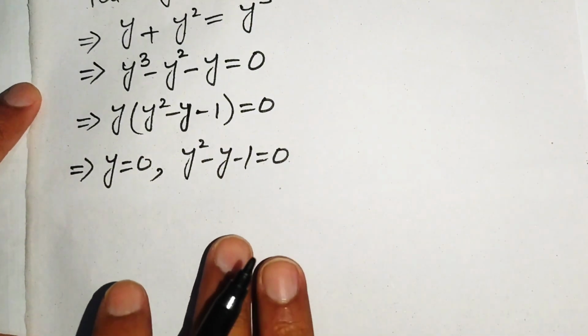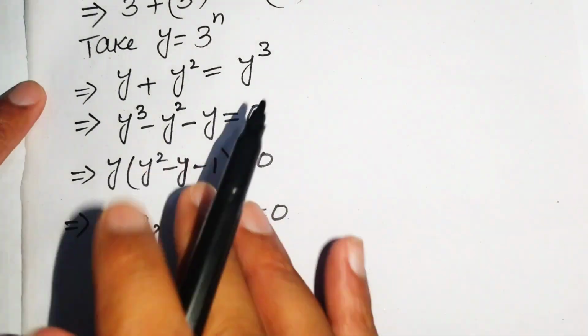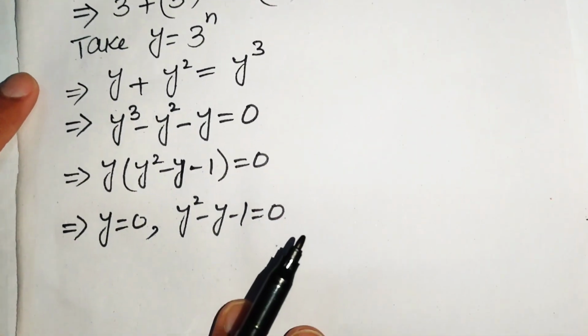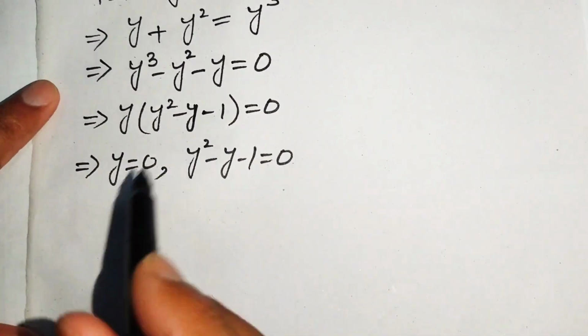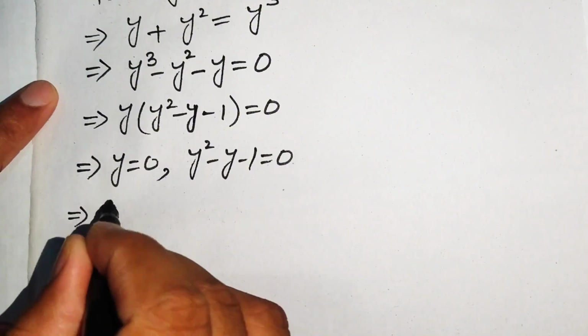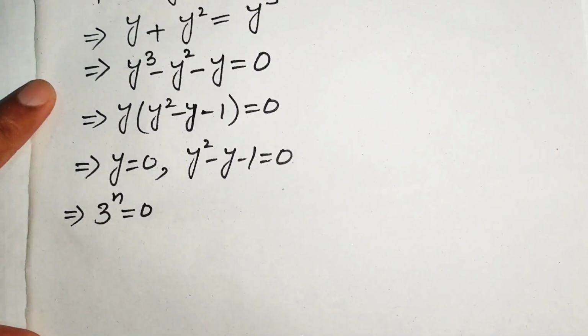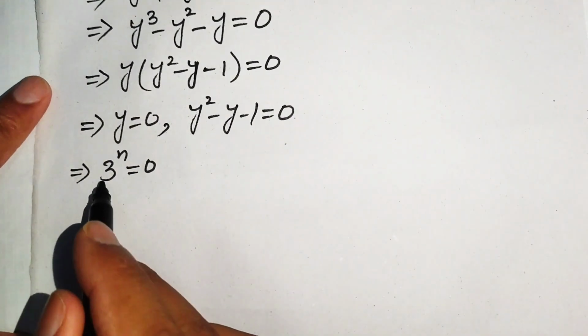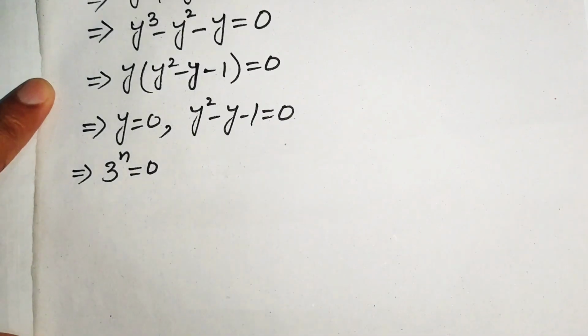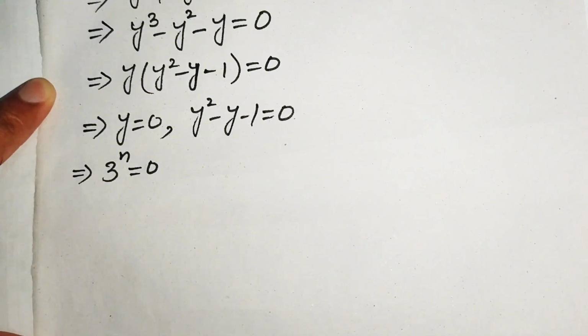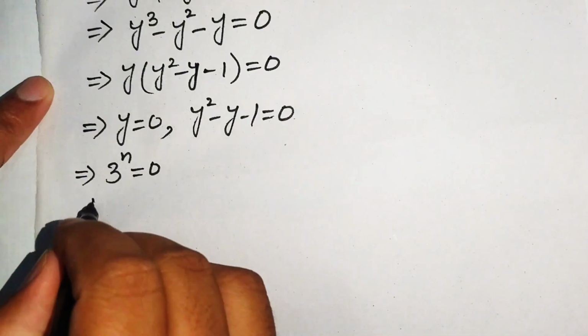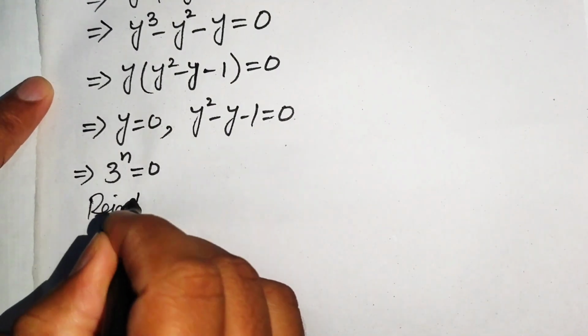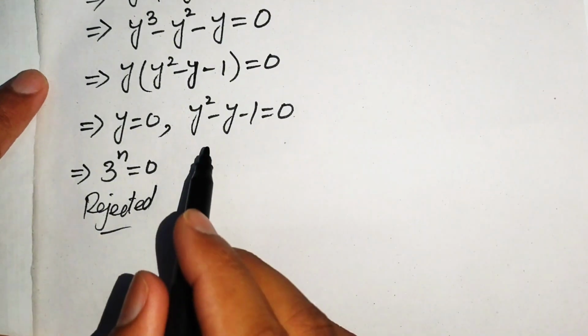So now we back substitute the value of y, and our y equals 3 to the power of n, so we substitute this value here, and it becomes 3 to the power of n equals 0. So you know that this is an exponential function. We very well know about exponential functions: it cannot give us a negative value, and it cannot be equal to 0. So it is not possible for an exponential function to equal 0, so we reject this case, and we will just proceed with this case only.